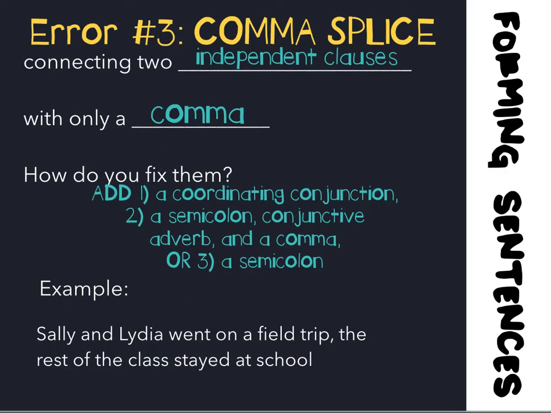The last named type of error is called a comma splice. This is when you connect 2 independent clauses with only a comma. What you're usually missing is the coordinating conjunction. How do you fix it? You can add the coordinating conjunction. That's the easiest fix. You can replace the comma with a semicolon, or you can add a conjunctive adverb and a comma.